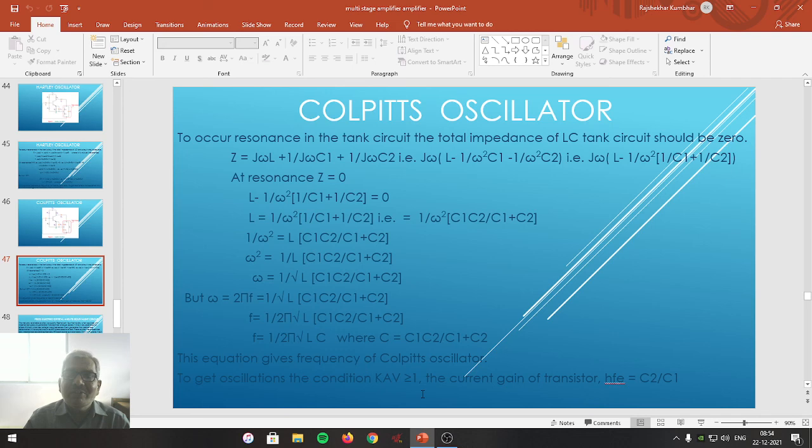To achieve this condition in the Colpitts oscillator, the current gain of the transistor, hFE, should be made equal to C2 upon C1. If the ratio C2 upon C1 is equal to the current gain of the BJT, then K A V will be greater than or equal to 1. This will satisfy the second condition of the Barkhausen criteria. Thus both conditions of the Barkhausen criteria are satisfied, and the oscillations are sustained in the tank circuit.